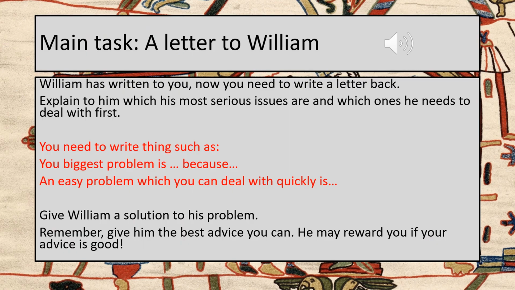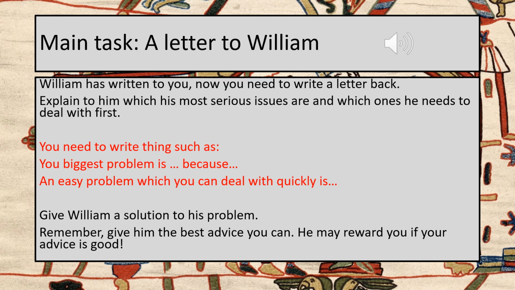Your final task for today's lesson is to write a letter to William. William has written to you explaining his problems. Now you need to write a letter back. Explain to him which his most serious issues are and which ones he needs to deal with first. In red are some sentence starters for you.